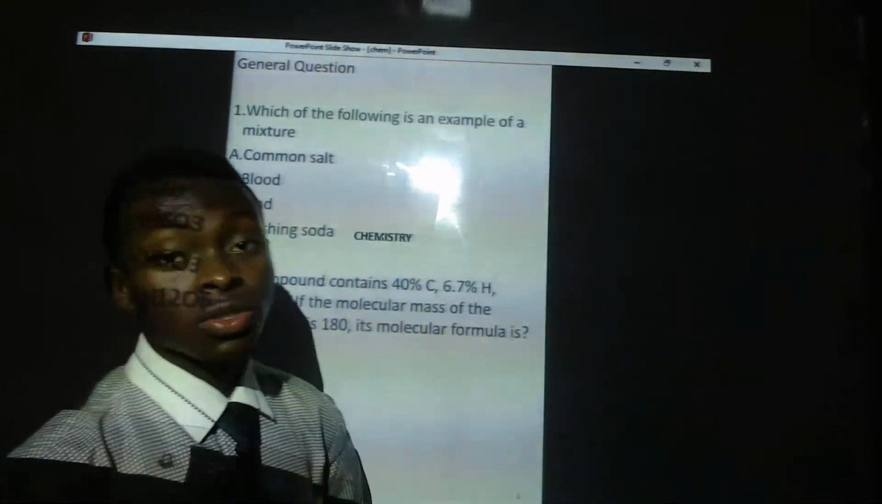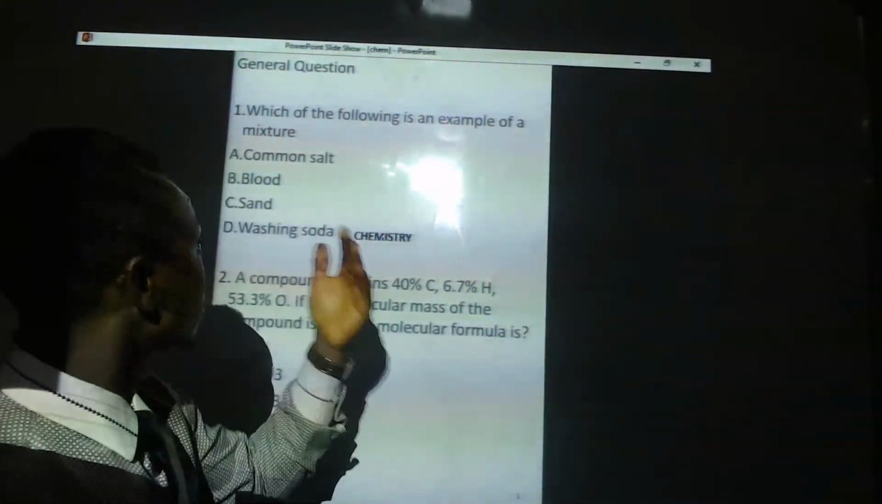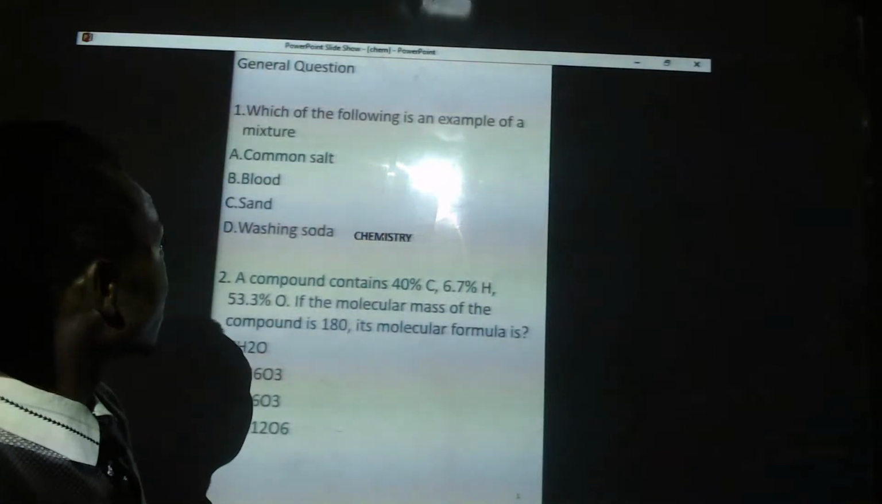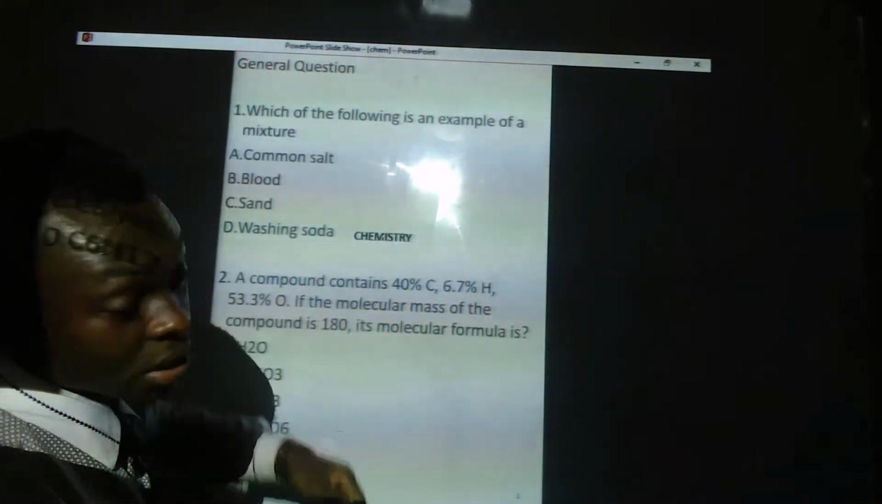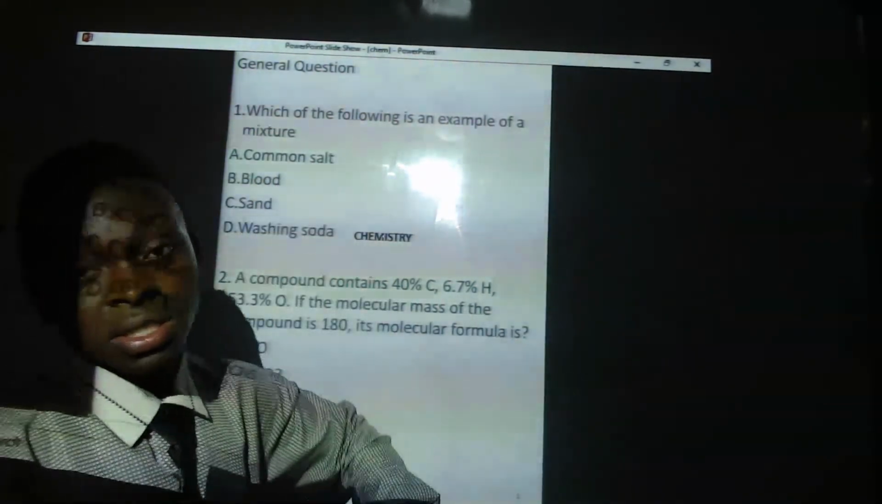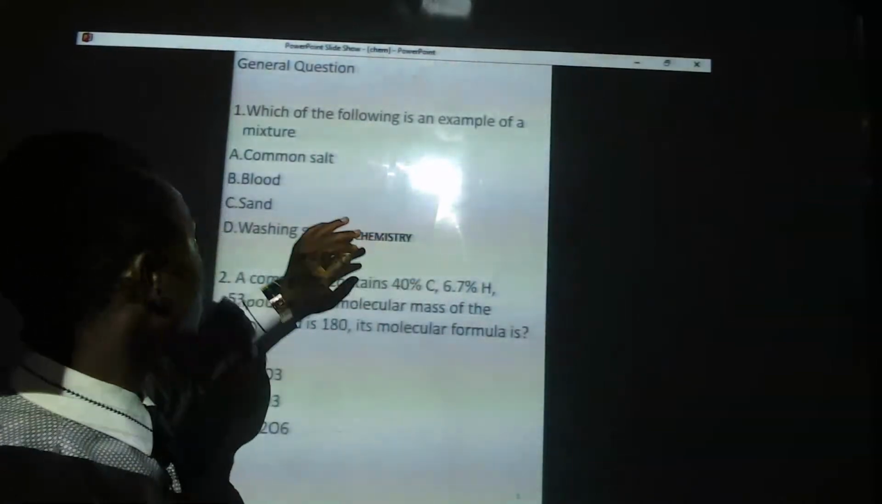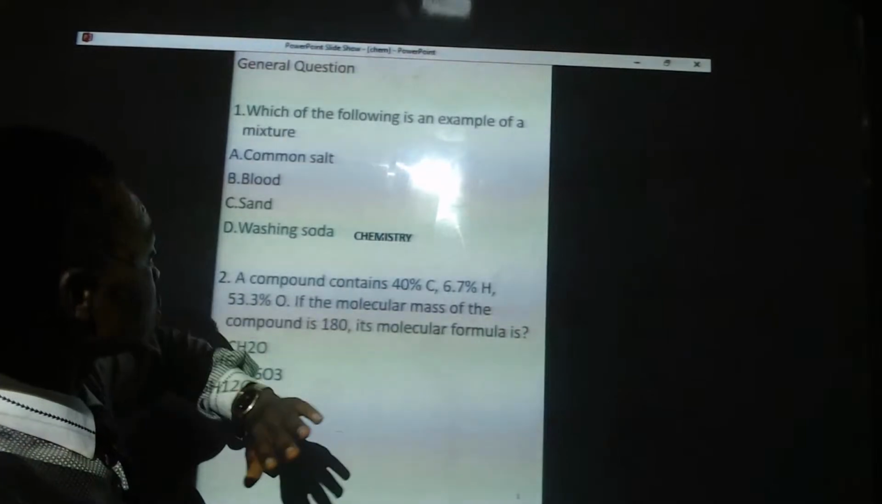Now I want you to check back to what we did last time. I gave you some examples of mixture. Now they say a common salt, blood, sand, washing soda. Now if you remember, I said blood. Why? Because it contains hemoglobin and other constituents. So answer here is what? It's blood. The blood is an example of mixture.